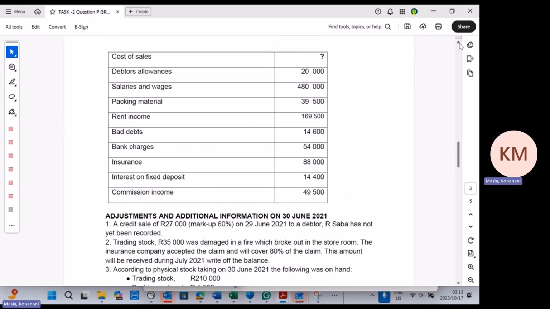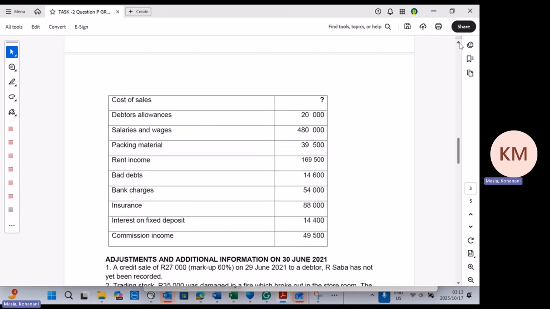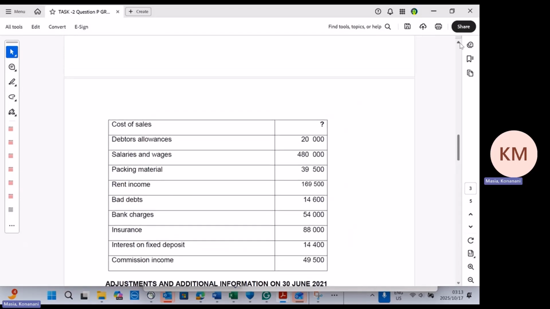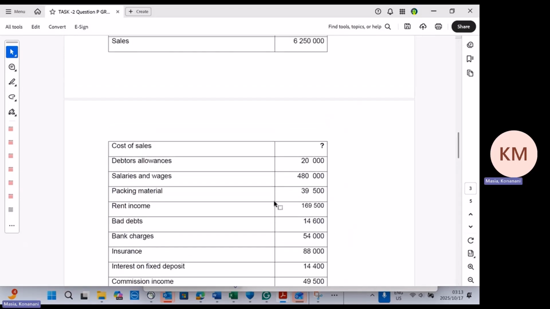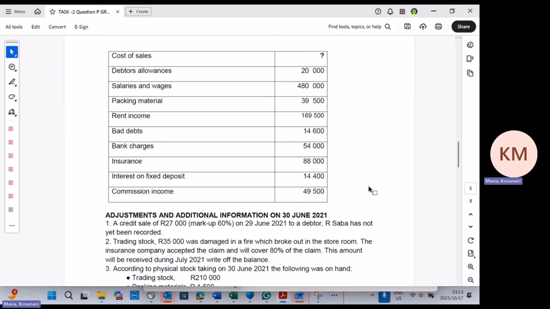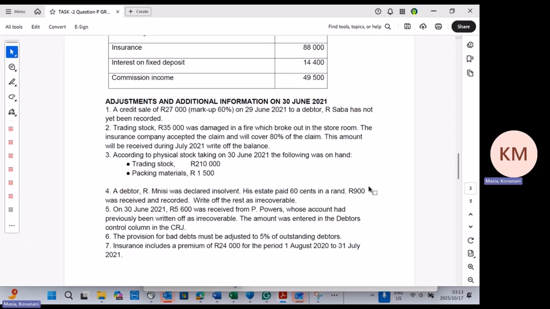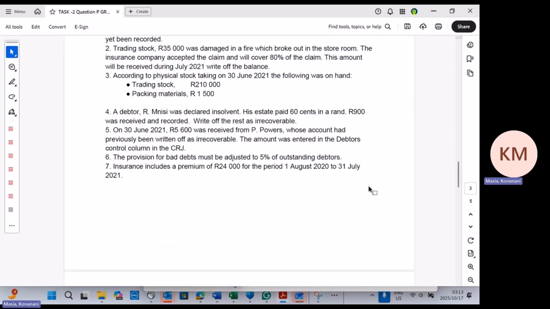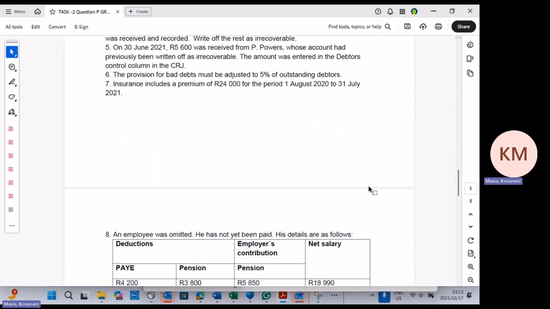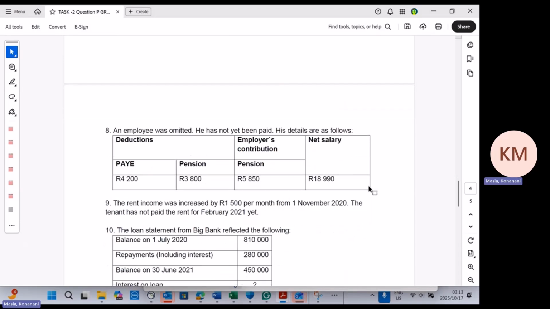Now, if you go to the rental income here, which is provided, let's see what the rental was. We've got commission, we've got interest, we've got rental. Remember I said all the income other than sales, because I've already accounted for sales. Now, the rental income is 169,500. But the information provided says the rental was increased from November by 1.5, but there was a rental for the month of February which has not yet been paid. And now what do I do with that information?